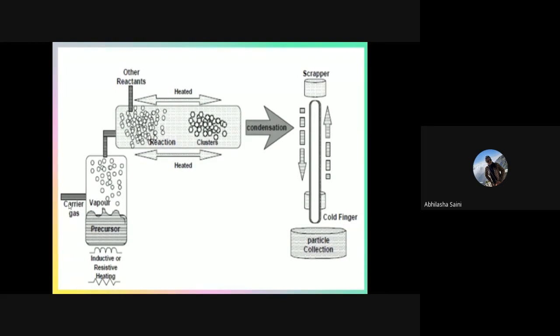So here in the diagram we have a reaction chamber, guys. This is a reaction chamber and we are providing a very high temperature to it. That means the reactions are taking place at very high temperature, so the temperature and pressure of this reaction chamber are maintained. Now we are providing inductive or resistive heating to the precursor.